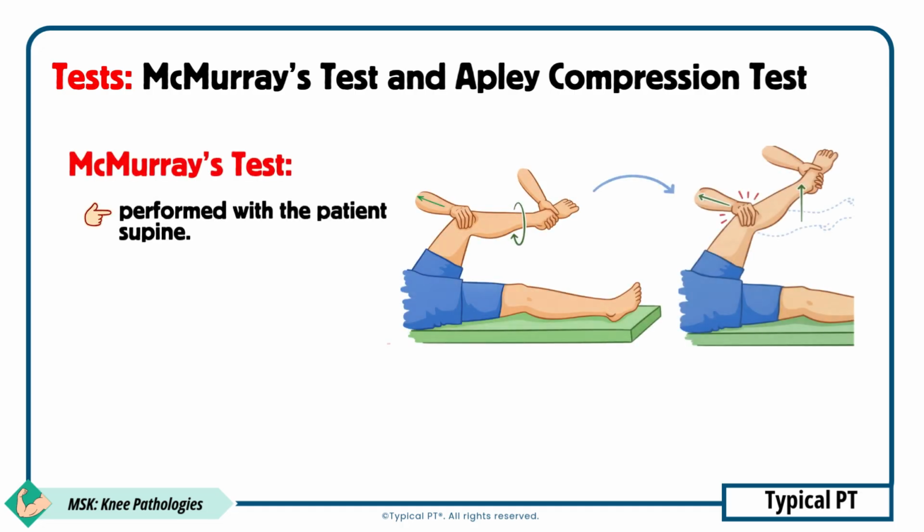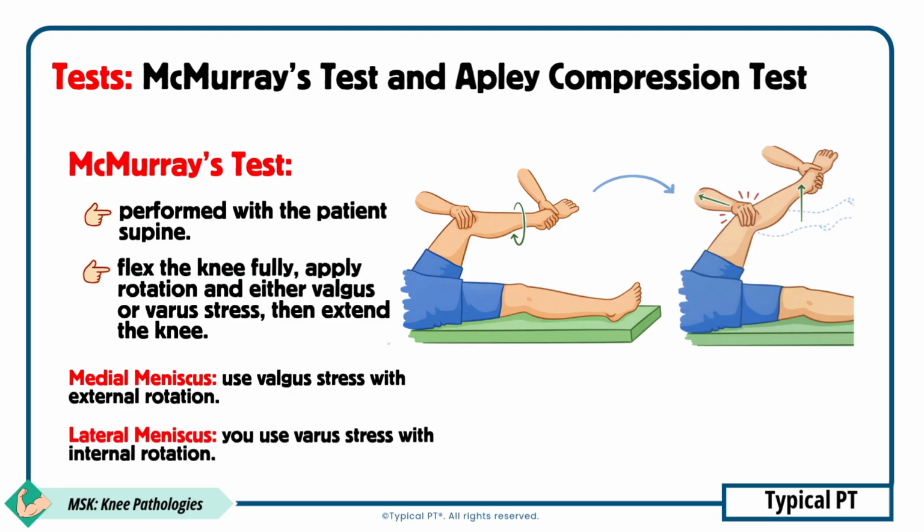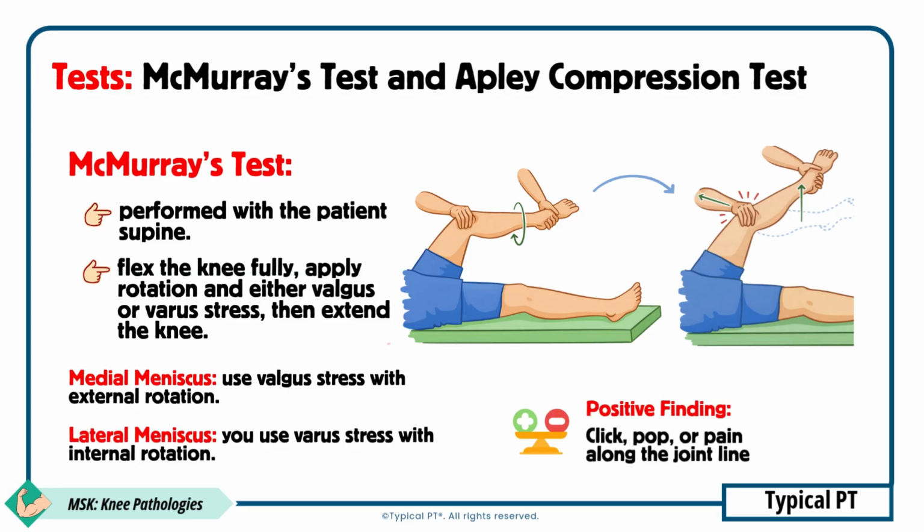McMurray's test is performed with the patient supine. You flex the knee fully, apply rotation and either valgus or varus stress, then extend the knee. For the medial meniscus, you use valgus stress with external rotation. For the lateral meniscus, you use varus stress with internal rotation. A positive finding is a click, pop, or pain along the joint line during extension.